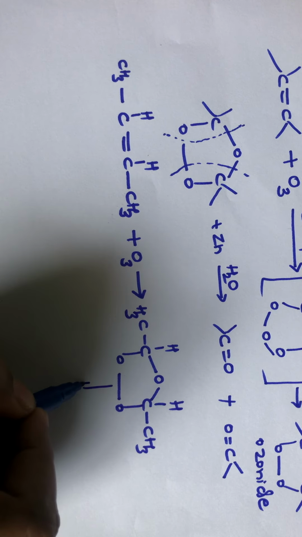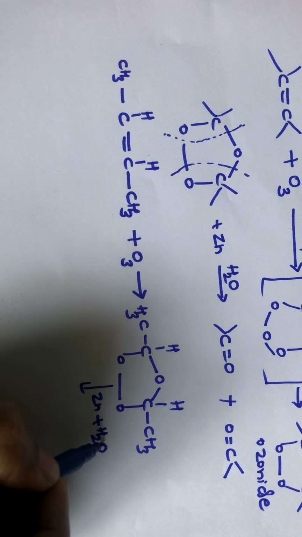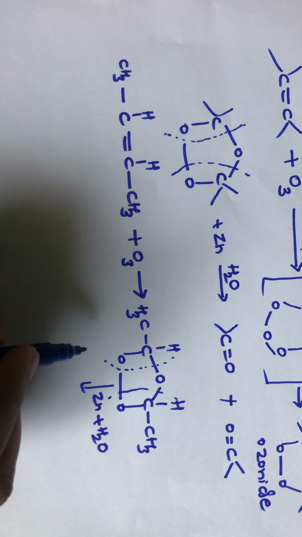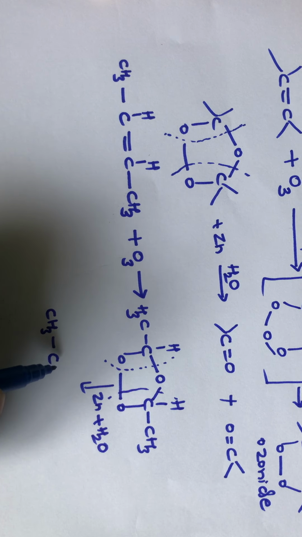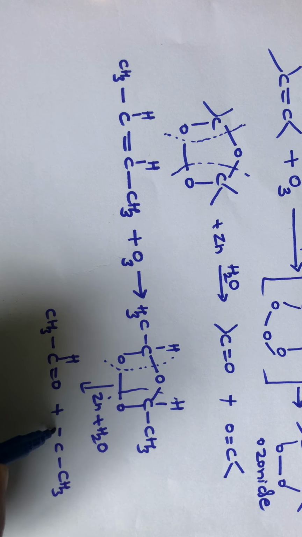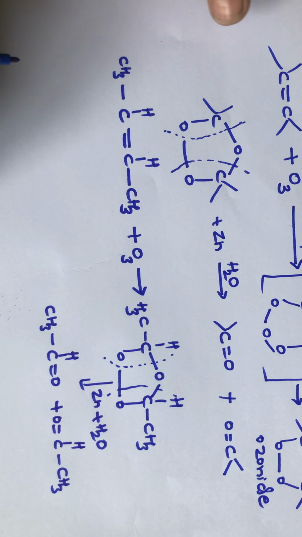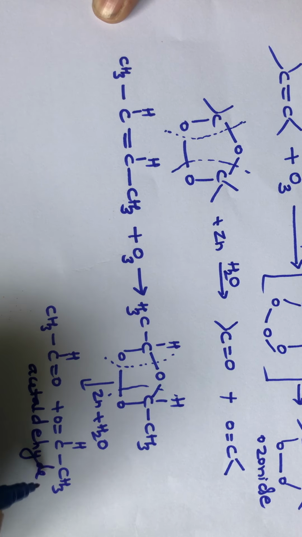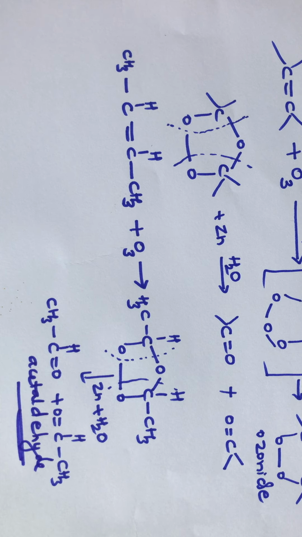When you treat this with zinc and water, this breaks. So what you get is CH3 CH double bond O. So acetaldehyde is formed. Okay, let us take another example so that it will be clear for you.